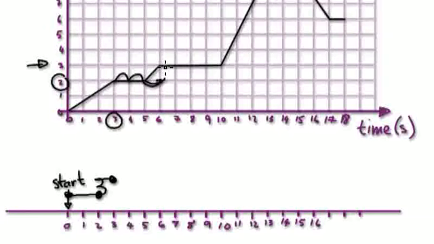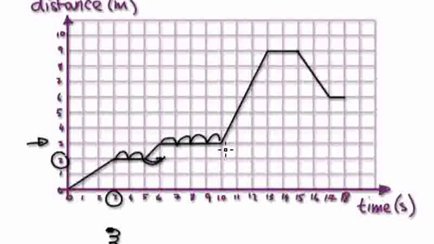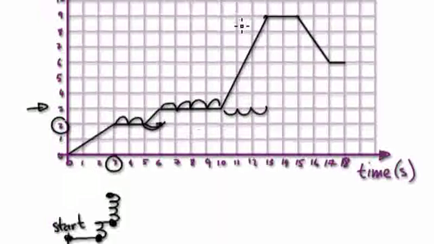Then it's stationary for 1, 2, 3, 4 seconds, and then it would travel really fast. 3 seconds later, it would be 9 meters away.